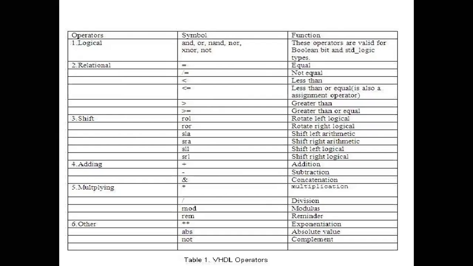What is the purpose of not equal? To specify the inequivalence of the operands, we can use not equal. What is the not equal symbol in VHDL? It is forward slash and equal. Here the forward slash is not visible, but before the equal we have a forward slash. Forward slash equal represents not equal.